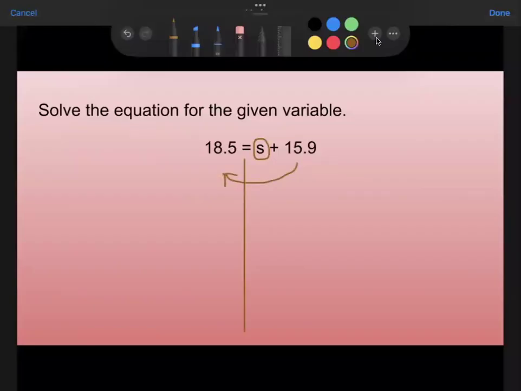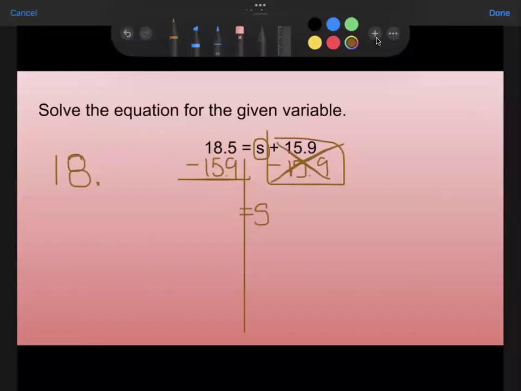Anytime I'm going to move something across the line, I have to do the opposite to both sides. So the opposite of adding 15.9 is to subtract 15.9 from both sides. Now, what happens is this becomes 0. So a positive 15.9, and then I subtract 15.9, that's going to equal 0, leaving me with just s over here. And now I need to calculate 18.5 minus 15.9 to find out what that's equal to. I'm going to come over here and make it a little bit bigger and line up my decimals so I can make sure that I get that accurately.